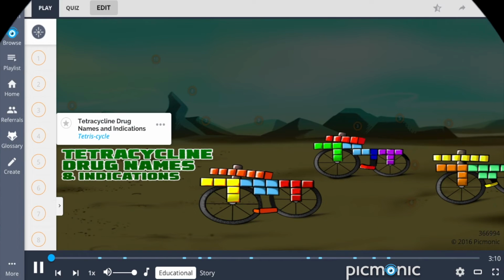In this Picmonic, we'll describe the different tetracycline drug names and their specific indications, and we display this with the tetracycle racing for glory. Tetracyclines are a group of broad-spectrum antibiotics, named after their structure, which contains a 4-hydrocarbon ring derivative. Drugs in this group include tetracycline, demeclocycline, minocycline, and doxycycline.